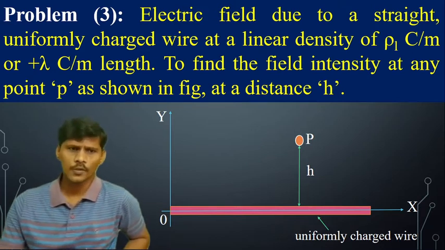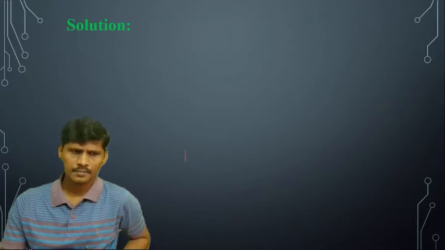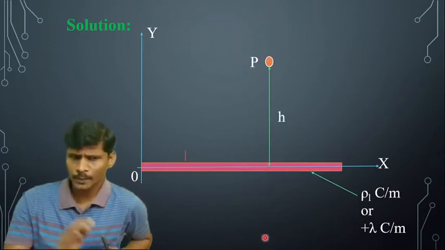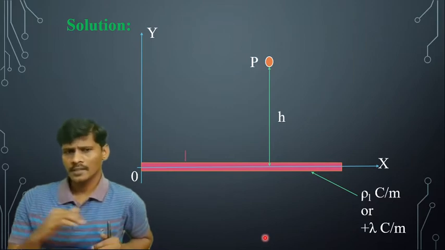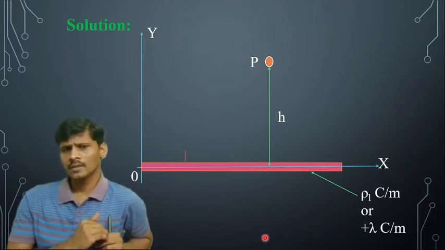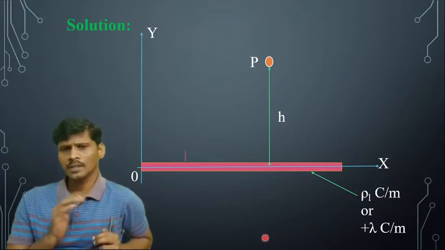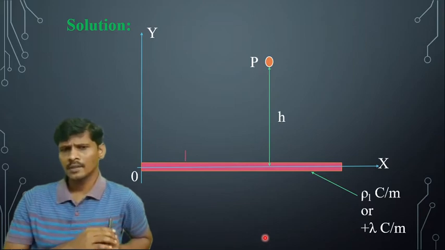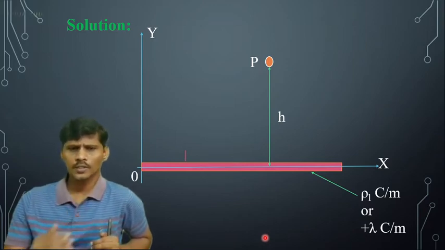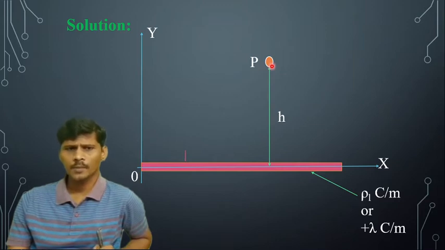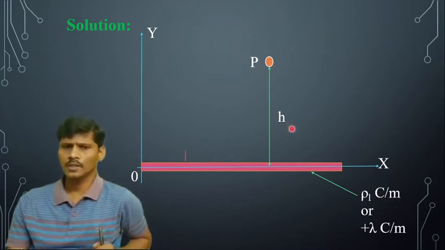Now coming to the solution. Up to now, this is the given data: the x-axis, y-axis and origin. The finite line charge is placed on the x-axis, and its length is capital L meters. This line charge carries positive charge density, rho L coulombs per meter or lambda coulombs per meter. Find the electric field intensity at point P at a distance h meters from the line charge.